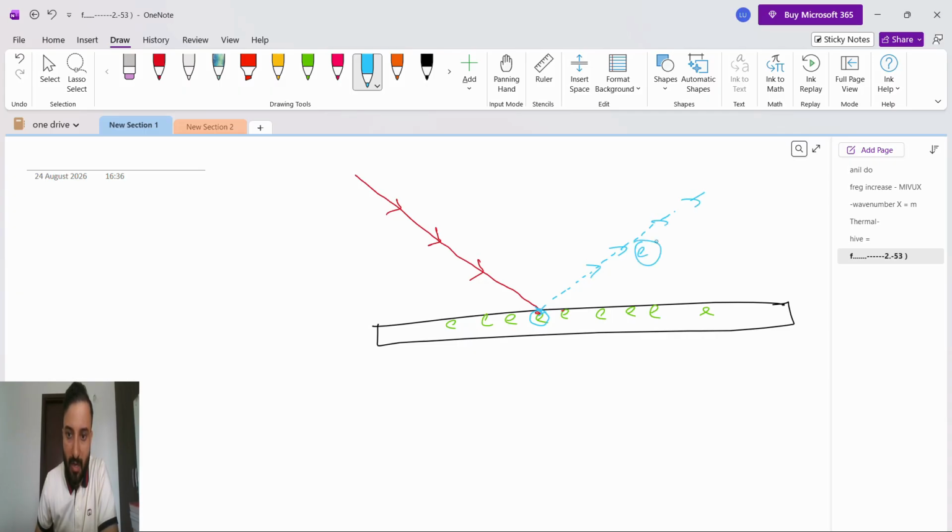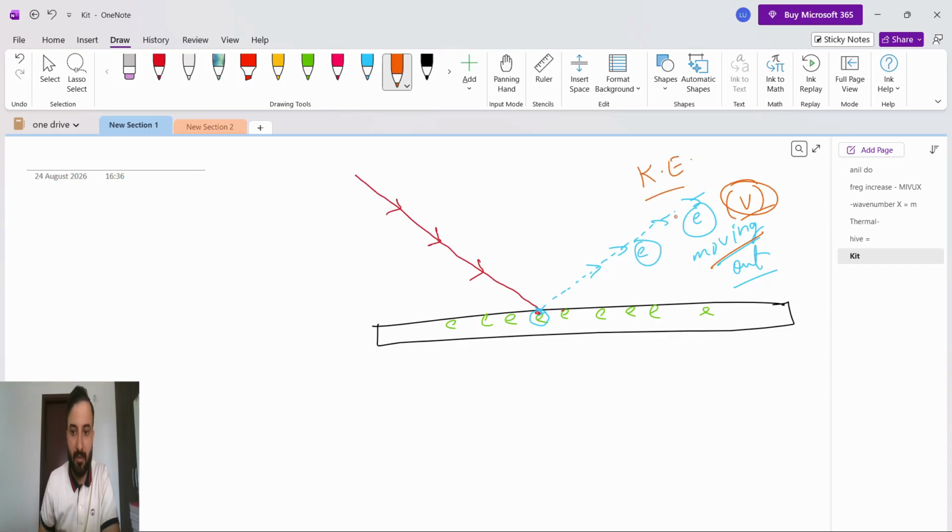The electron starting to eject from the surface means what? The electron is moving out of the surface. If the electron is moving out of the surface, we know some velocity is there. Correct? So some velocity and movement are there, which means which energy will come? Kinetic energy. The electron is moving with some kinetic energy. Correct? Yes sir.